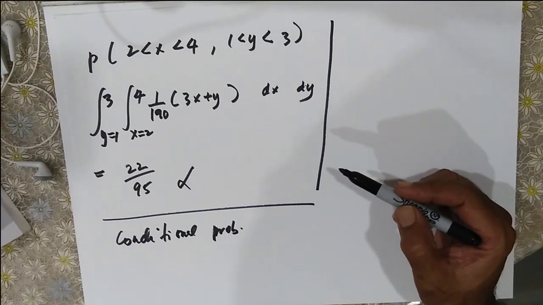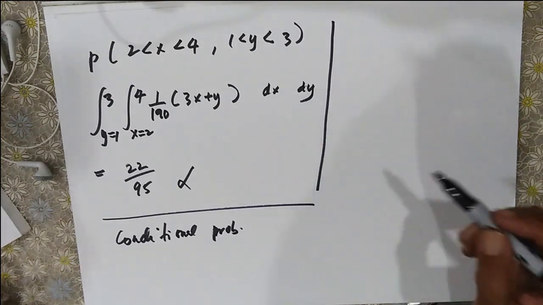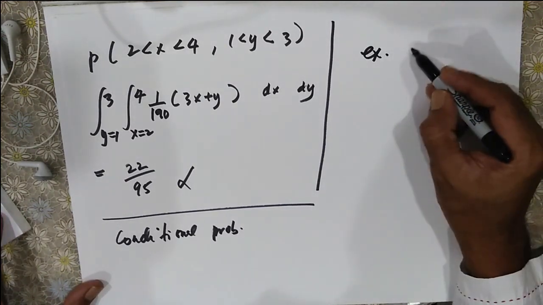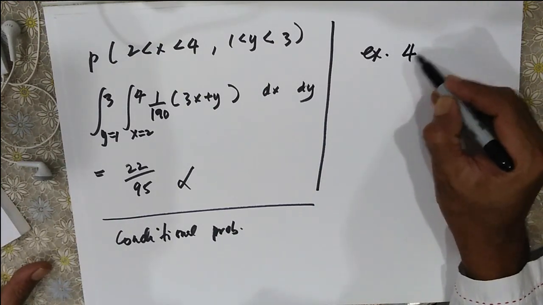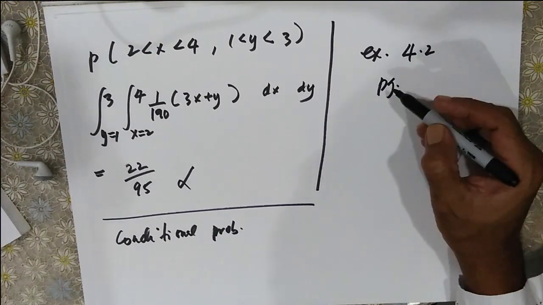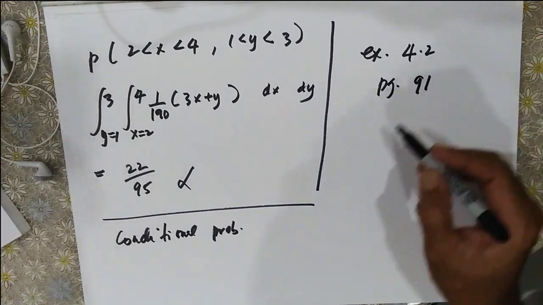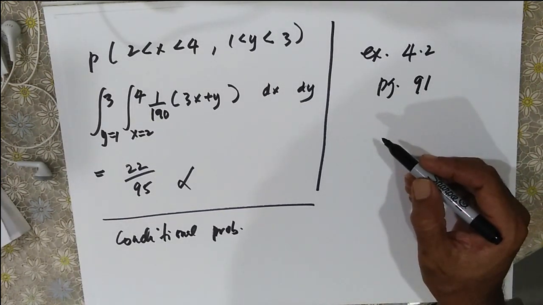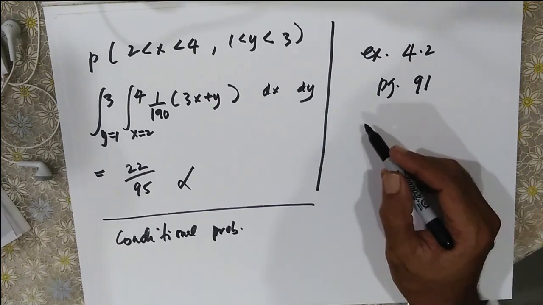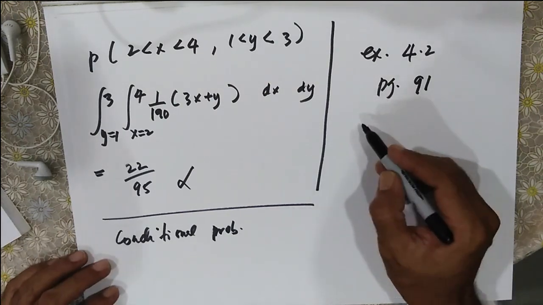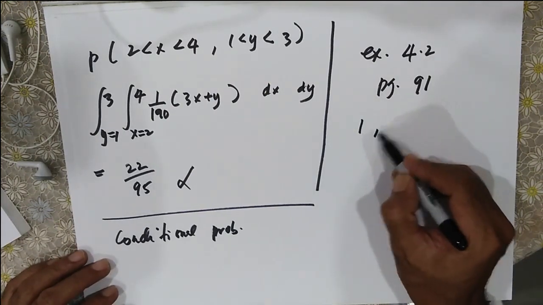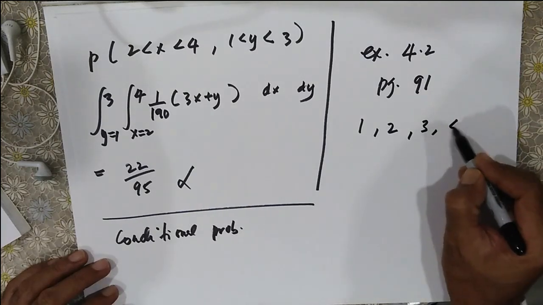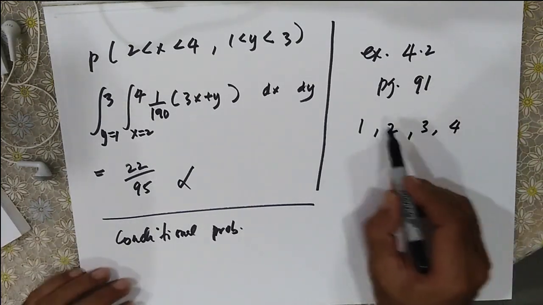For the topics we learned just now, you can refer to exercise 4.2, page 91. There are a lot of questions there. Please try to do them on your own. Solve question number 1, number 2, number 3, and number 4 on page 91.